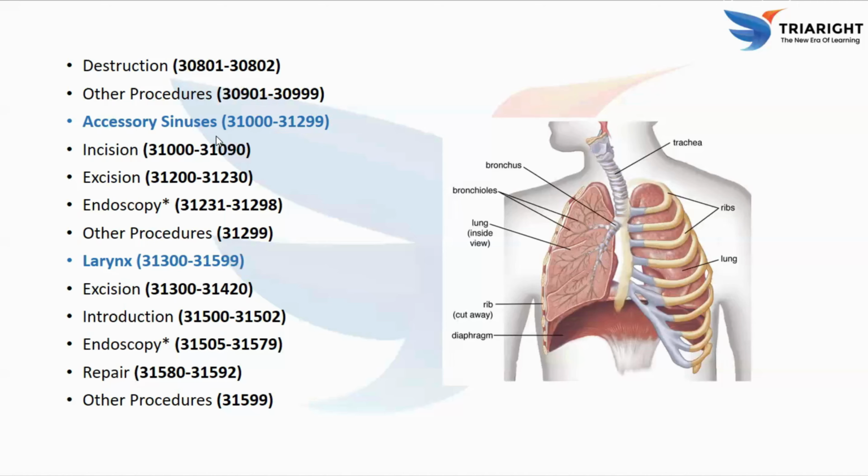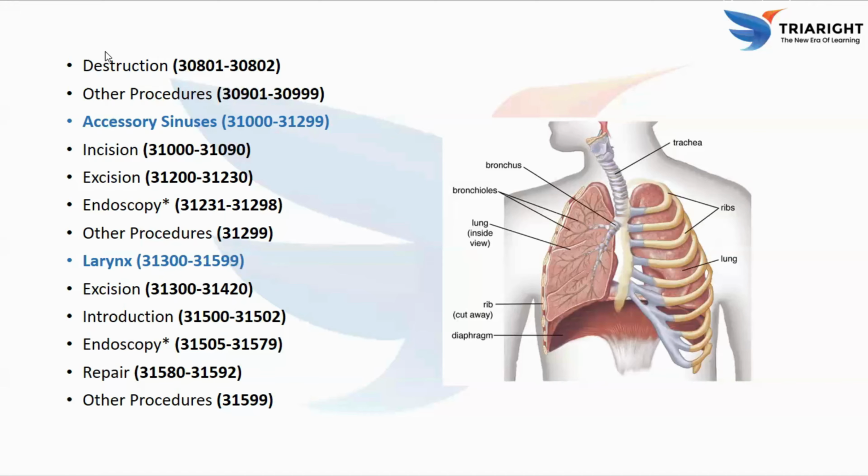Accessory sinus. The code ranges are 31,000 to 31,299. So these are the paranasal sinuses. They include maxillary sinus, frontal sinus, ethmoid sinus, and sphenoid sinus. So these are mainly used commonly for sinusitis, polyps, tumors, and drainage procedures. And here also we do have incision, excision, endoscopy, and other procedures.